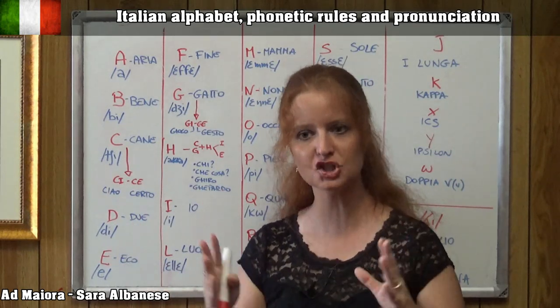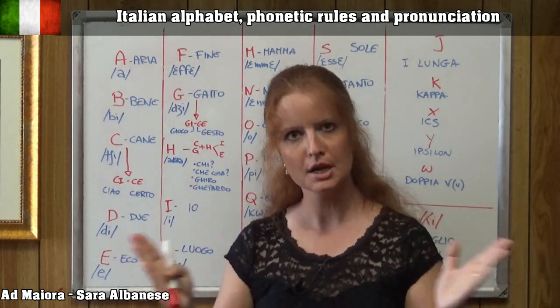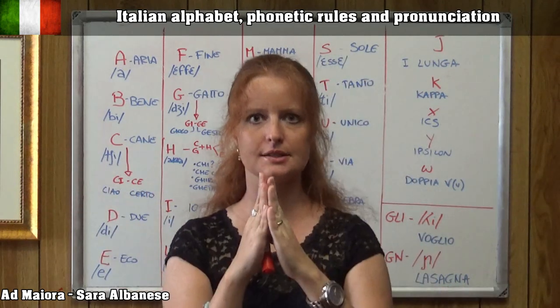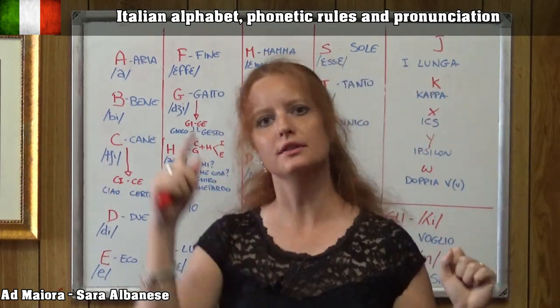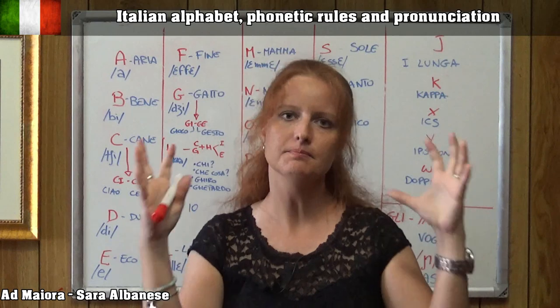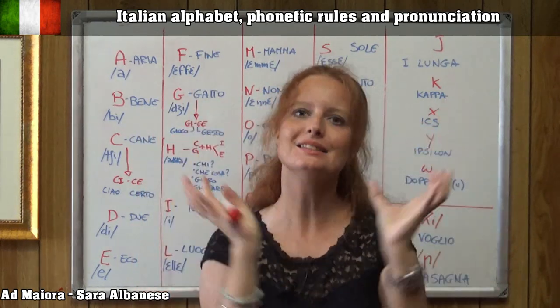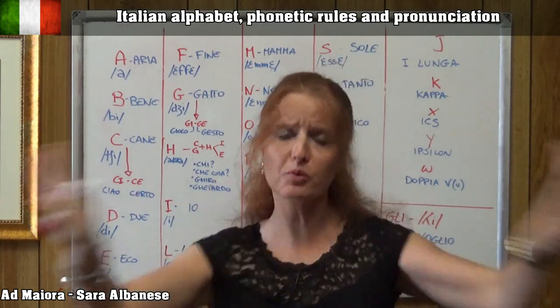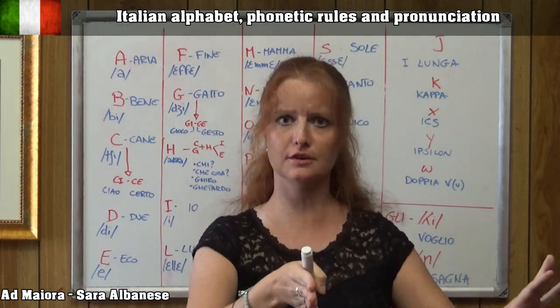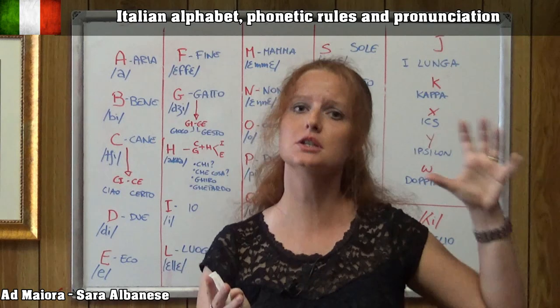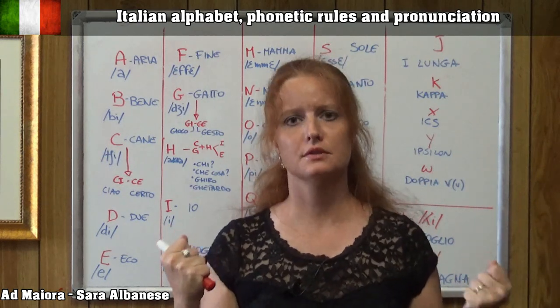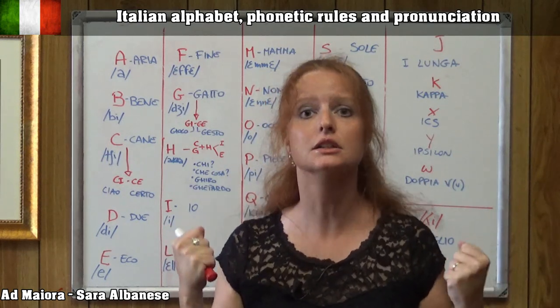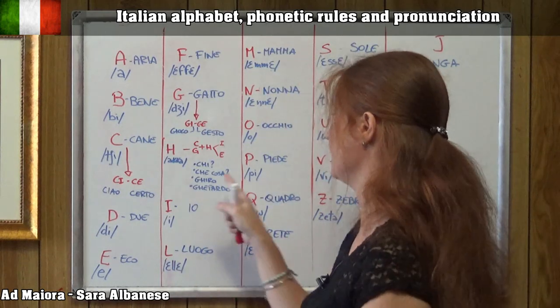Okay, so the H breaks the rule that connects C and G with E and I, that melts them into another sound, which is chi, che, ji, je. It breaks the rule, the H in the middle, and the consonant goes back to its previous pronunciation, so k and g. Examples? Yeah.